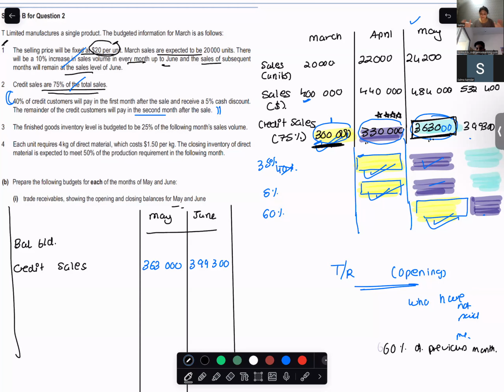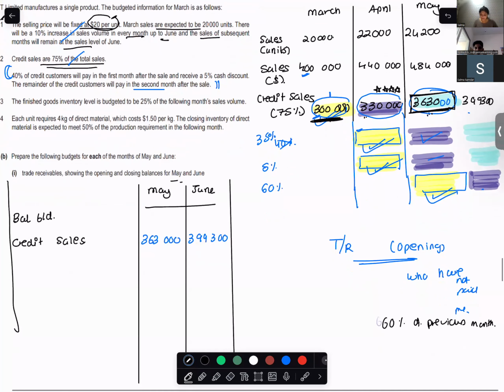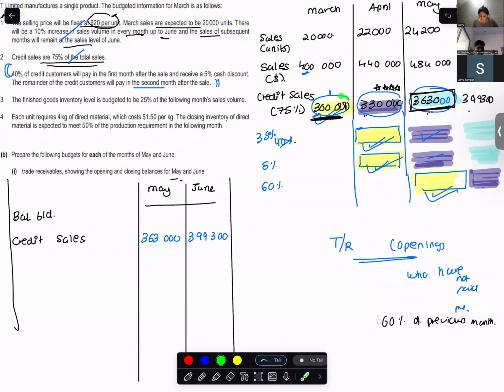In the beginning of May, I want the opening balance of my trade receivables. You're saying 60% of March sales; that was pending, which I will receive. That is another question. But at the beginning of May, what is outstanding to me? It is 60% of this month's sales and the entire 100% of the last month's sales. So this becomes the last month, and this becomes the previous month. This you should know first.